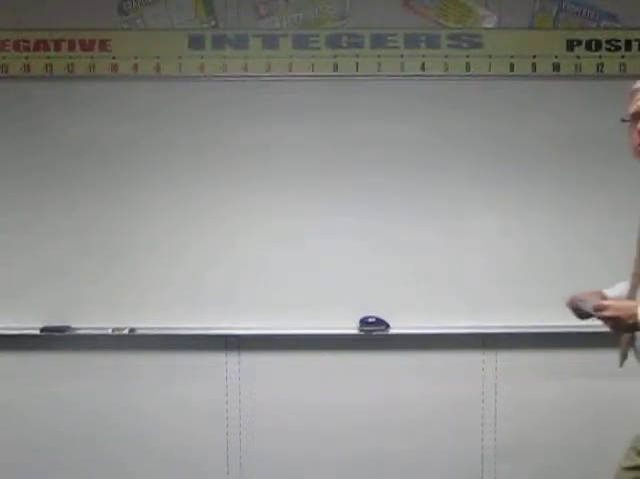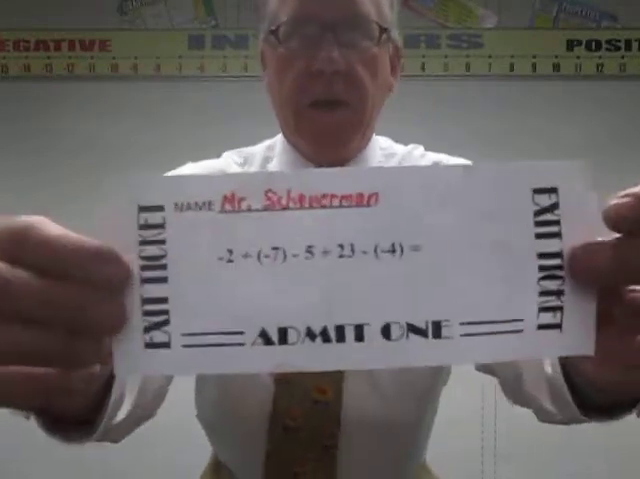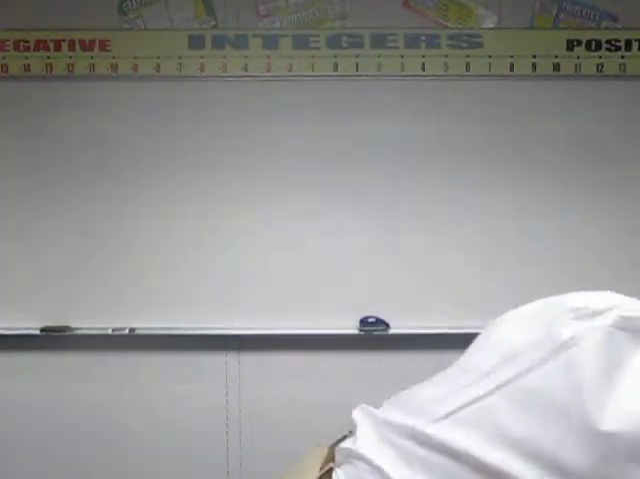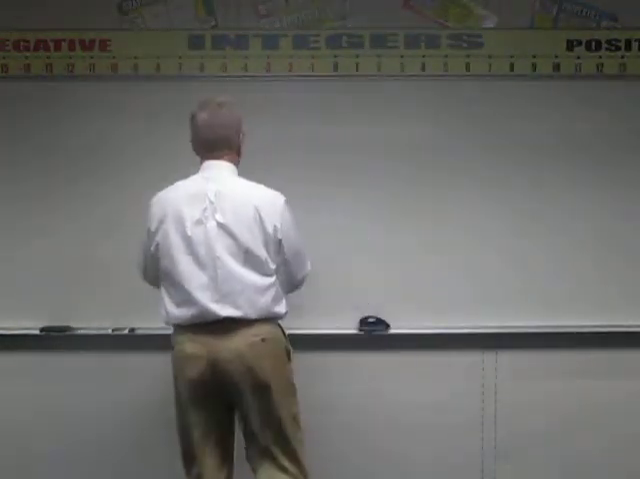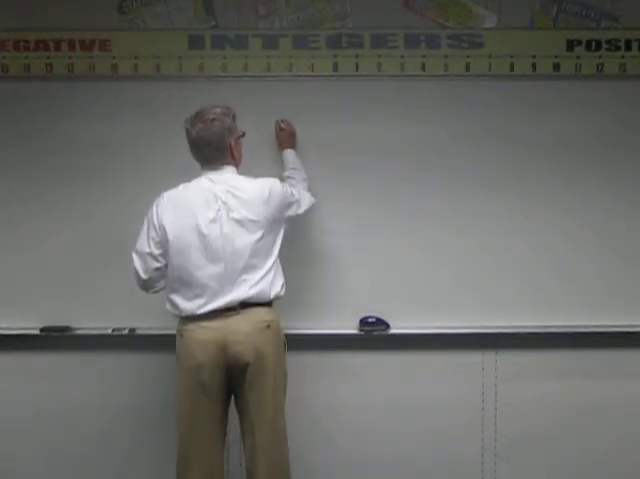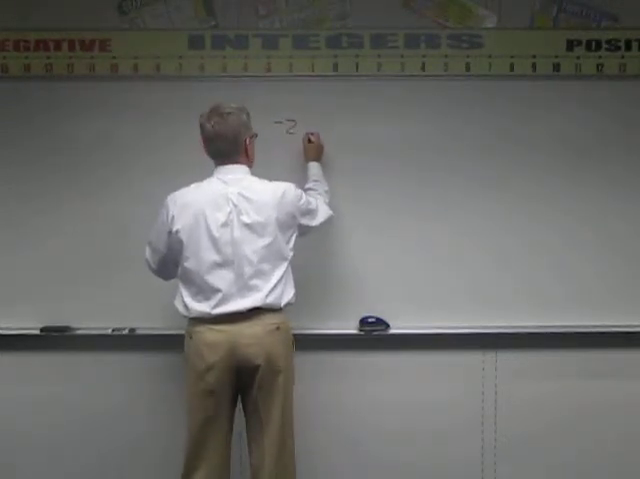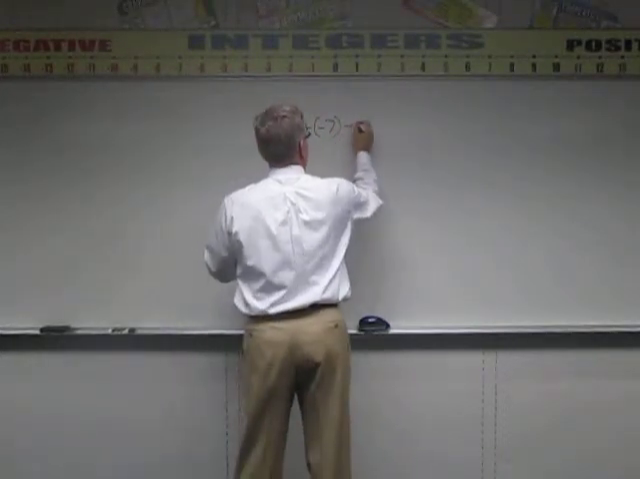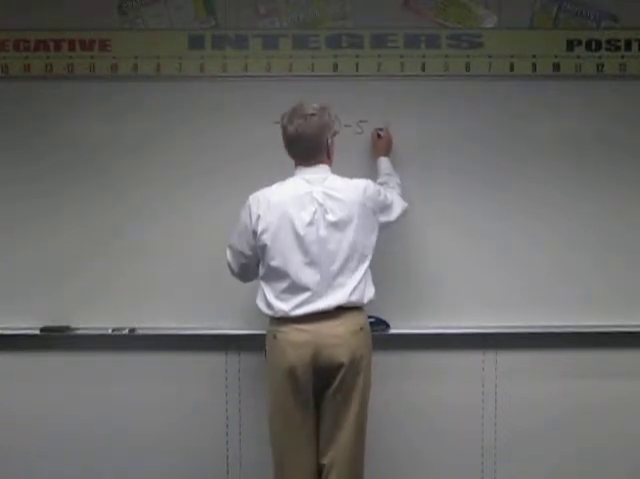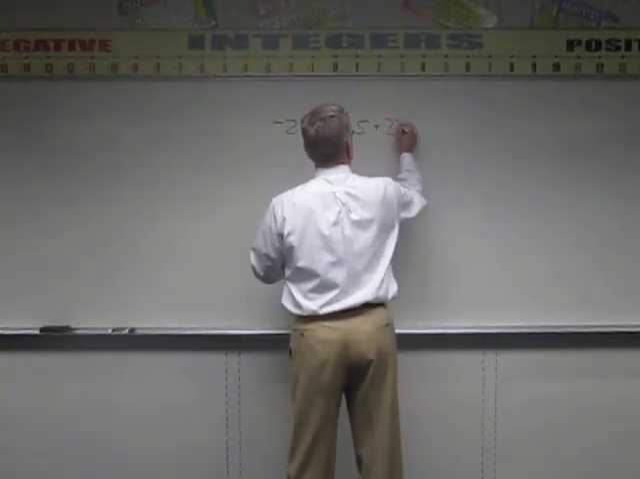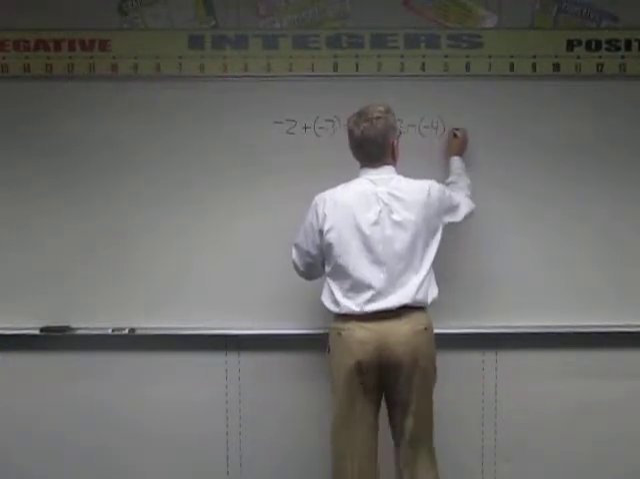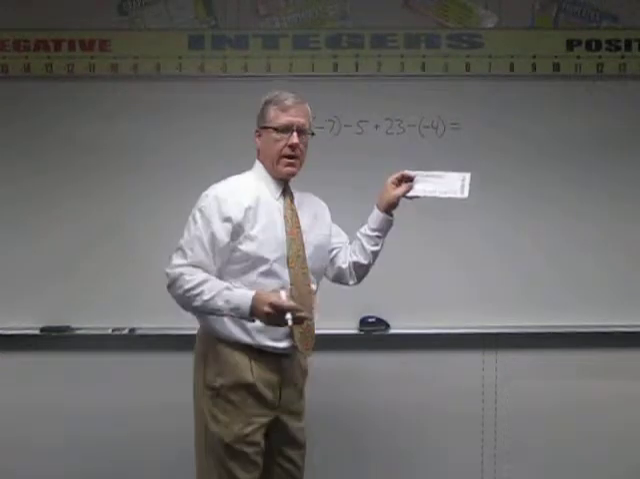All right, class. Let's go over the exit ticket we did yesterday. Zoom out, zoom in. All right? We're going to try this one step by step. We've got negative 2 plus negative 7 minus 5 plus 23 minus negative 4 equals. First thing we do, got it?